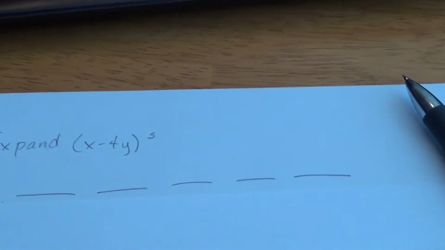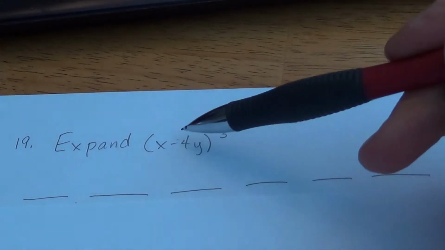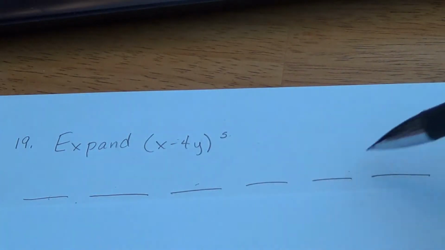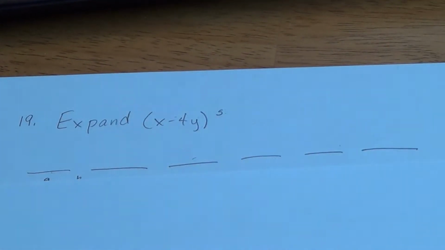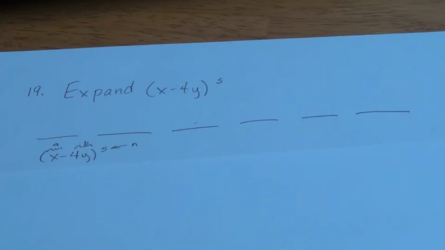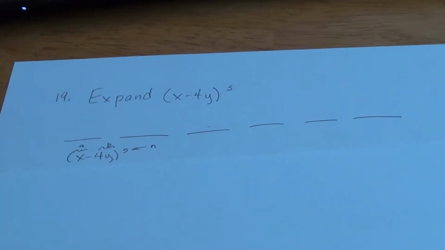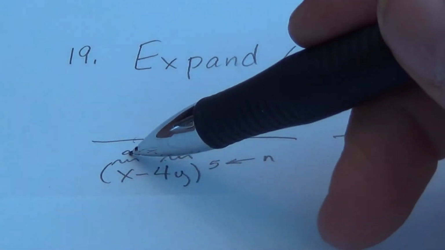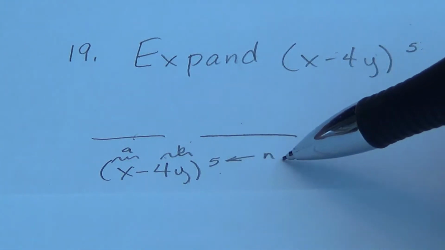So I remember from our training that when we're raising a binomial to the fifth, there's going to be 6 terms. So I gave myself 6 blanks. Then I will recall that the first term is going to be signified as my a. So my x is signified as my a. All right. So my first term, x, is going to be my a, and minus 4y is going to be my b, and this 5 is an n.